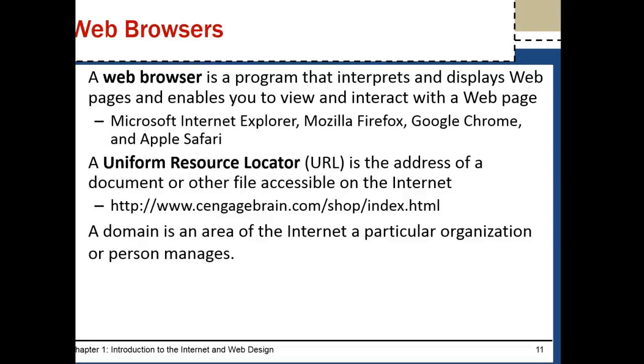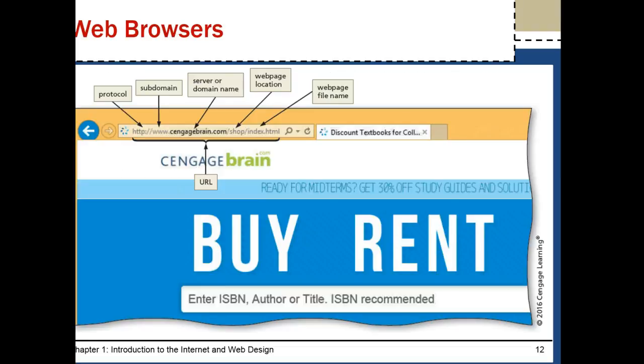A uniform resource locator, or URL, is the address of a document or other file that is accessible on the internet. So this is the URL address of that location. A domain is an area of the internet that a particular organization or person can manage. In here, HTTP is the protocol, the www is the subdomain, Cengage Brain is the server name or domain name, this is the location, and this is the web page file name. So index.html is the file name.